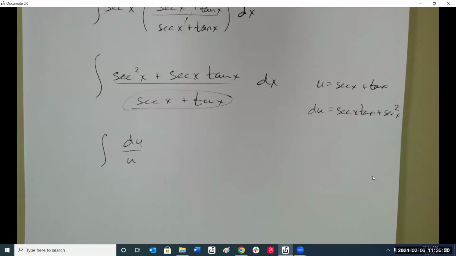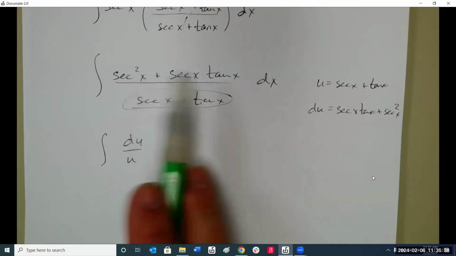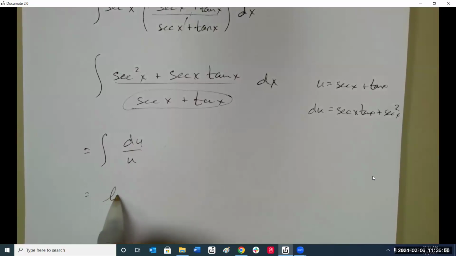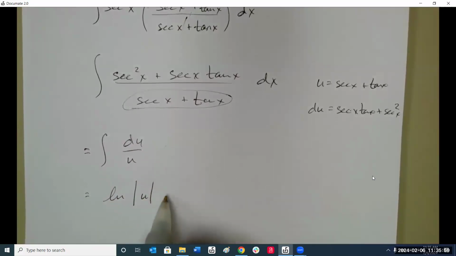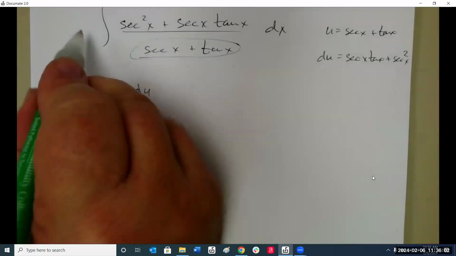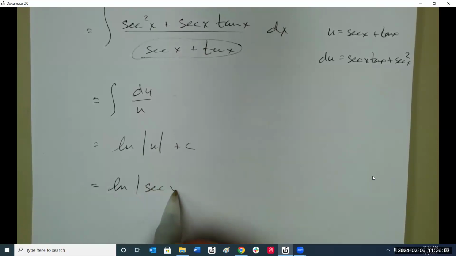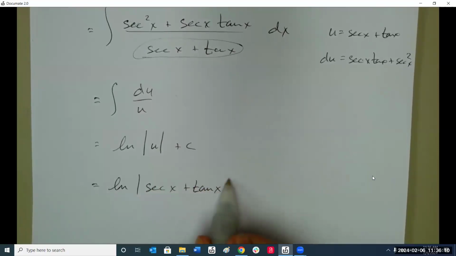So the derivative of secant x is equal to secant x times tan of x. Yeah, because you're distributing secant only to the top. And then the derivative of tan of x is secant squared. Right. Okay. So then in essence, we have du over u, which is the ln of u. So it's ln absolute value of secant x plus tangent x plus c.